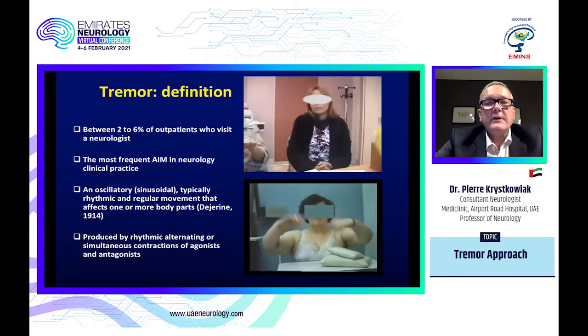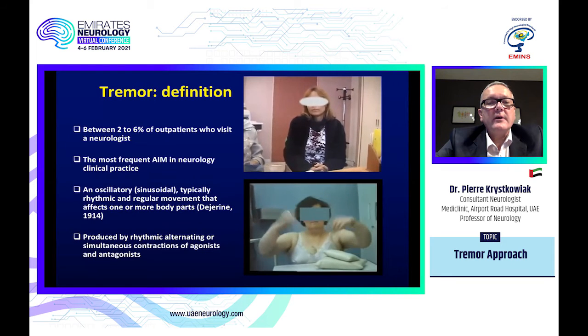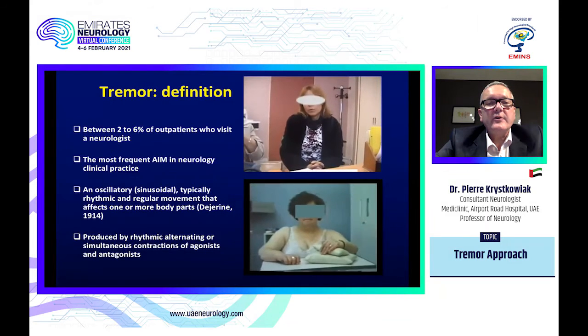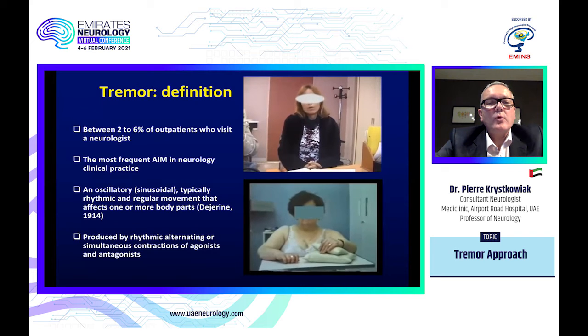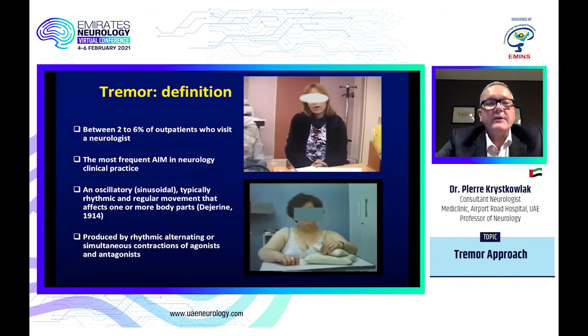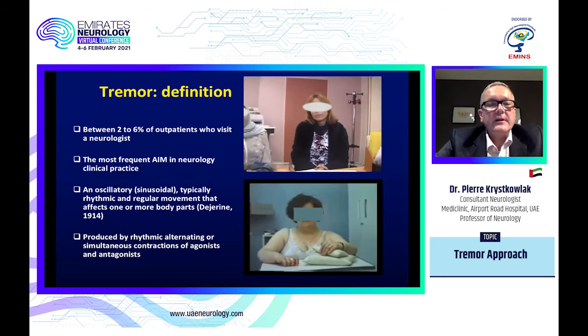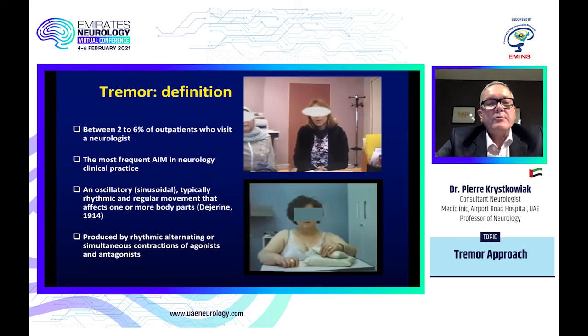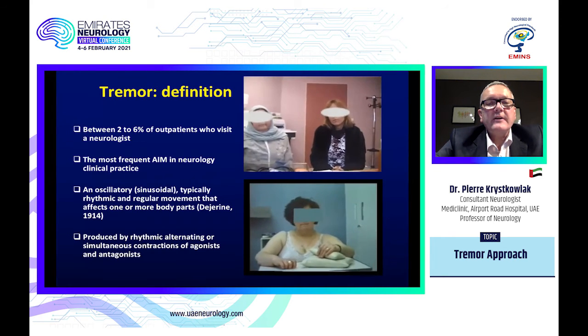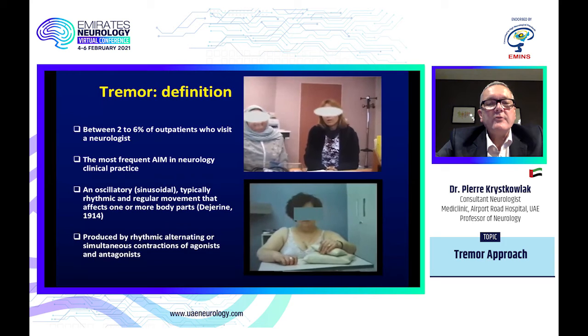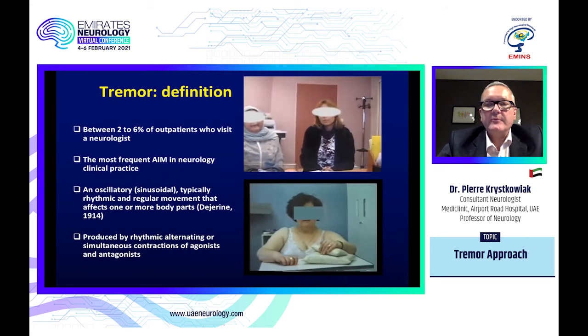So tremor is a rhythmic, and more specifically sinusoidal, typically regular movement that affects one or more body parts. This is an old definition by Desjardins in 1914. And it's produced by rhythmic, alternating or simultaneous contractions of agonist and antagonist muscles.